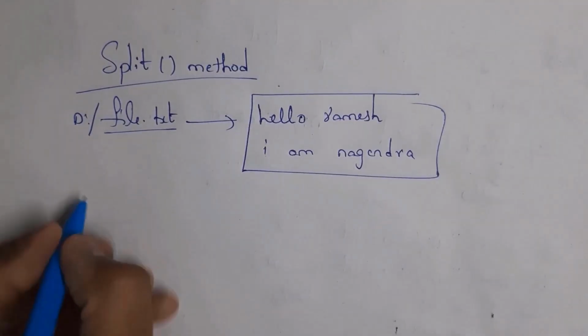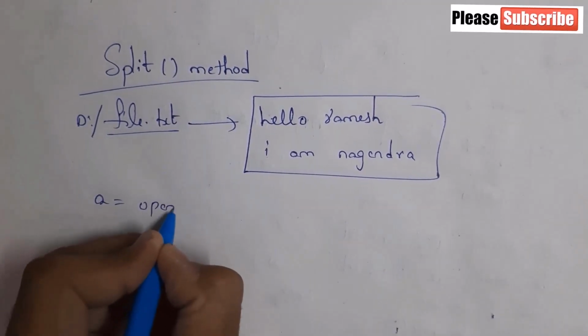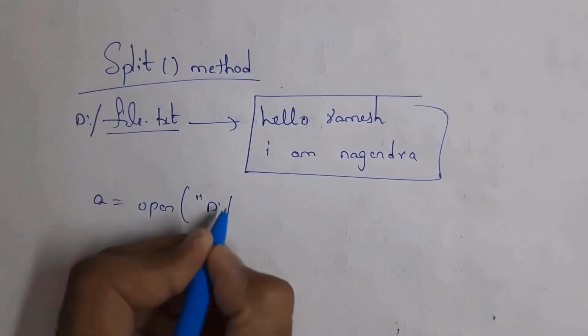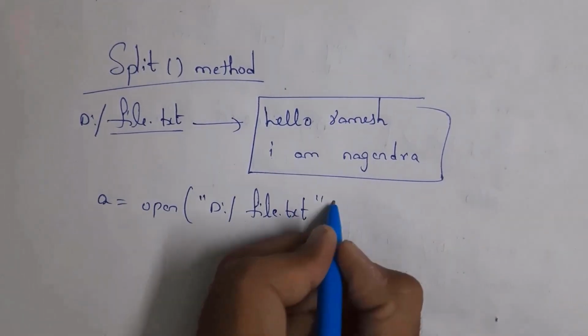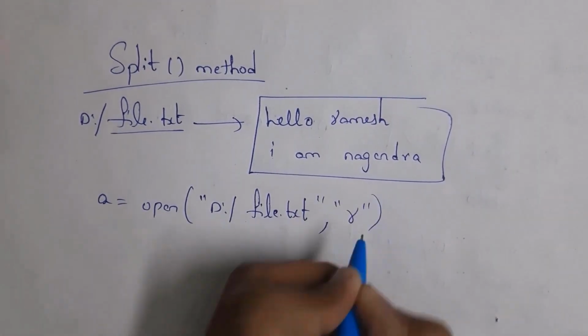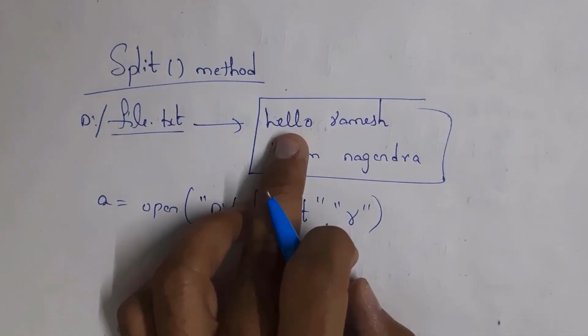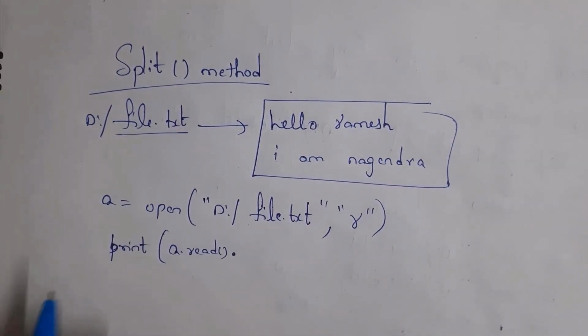I will write a program by using the split method. a = open("D:/file.txt", "r"). My file is present in local disk D, and the file name is file.txt. I want to read data, so I open this file in read mode. Reading means whatever data is present in my file will be displayed in my output screen. Next write here print(a.read().split()).